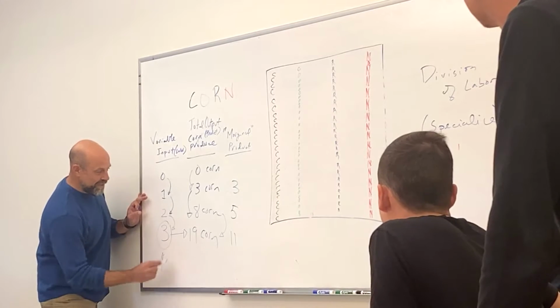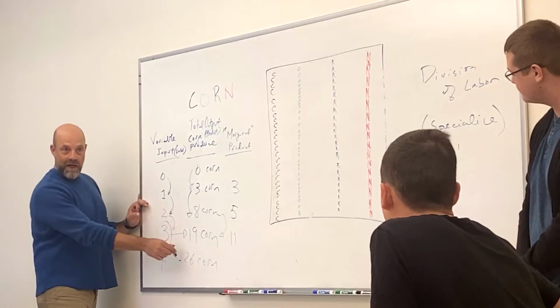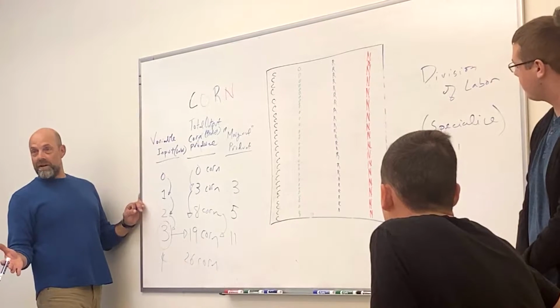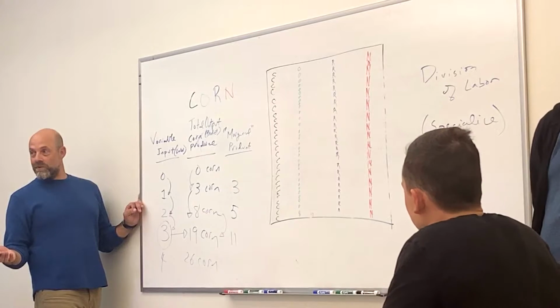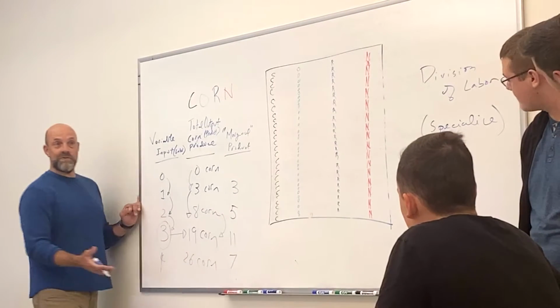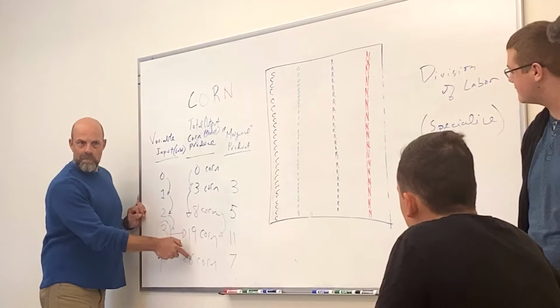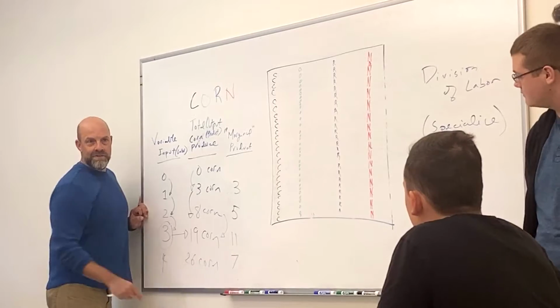26, all right, we'll go with it. We got 26 units of corn, total output 26. The marginal product of the fourth unit of labor is equal to? 7 is right. Our total output is going up, but our productivity is starting to go down, right? So let's try this again.